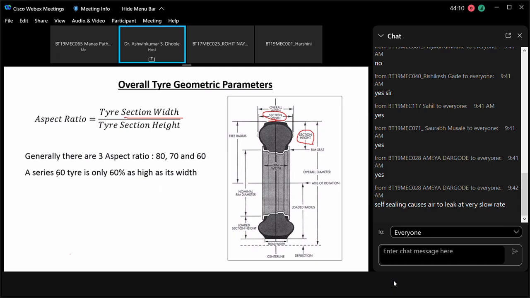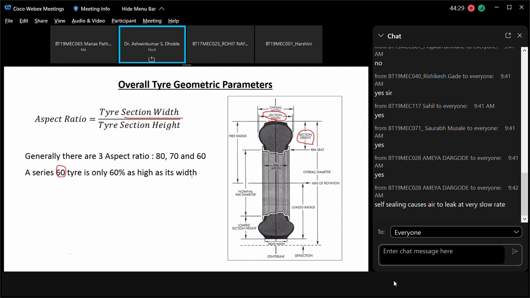What do you mean by this? A 60 series tire is only 60% as high as its width. That means the height is 60% of the width, and for 70% and 80% they will have their respective percentages.